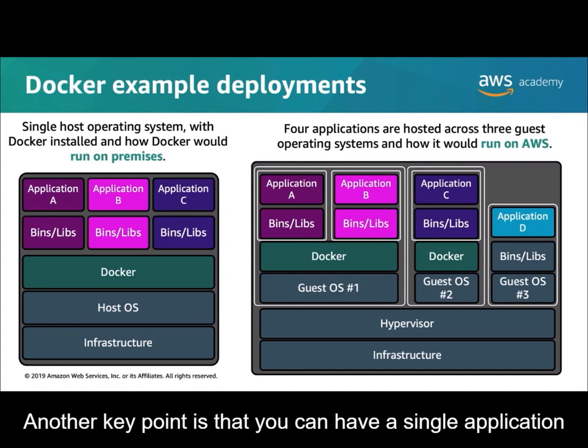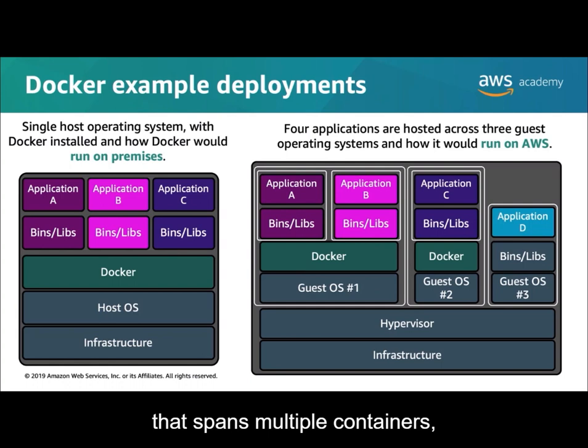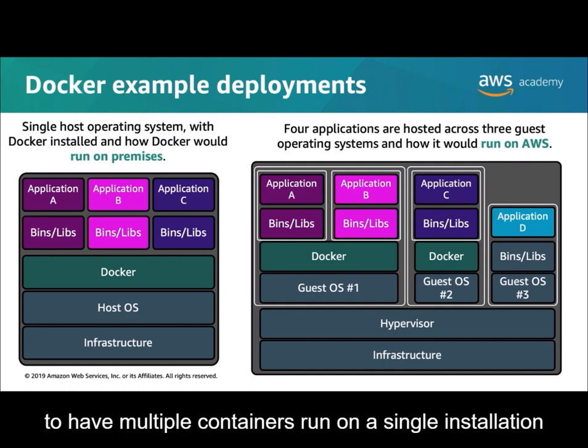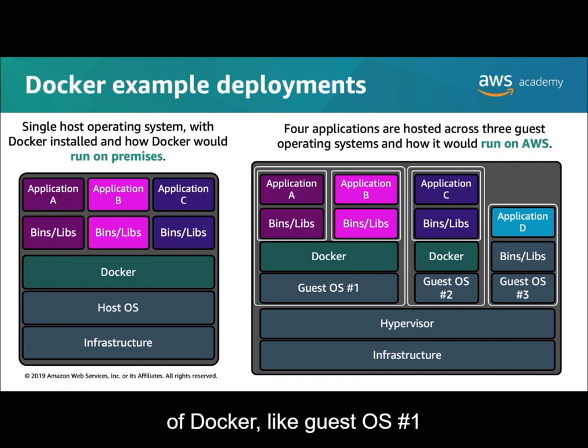Another key point is that you can have a single application that spans multiple containers, although you don't see this in the graphic. Also note that it's common for deployments to have multiple containers run on a single installation of Docker, like guest OS number 1 with applications A and B.